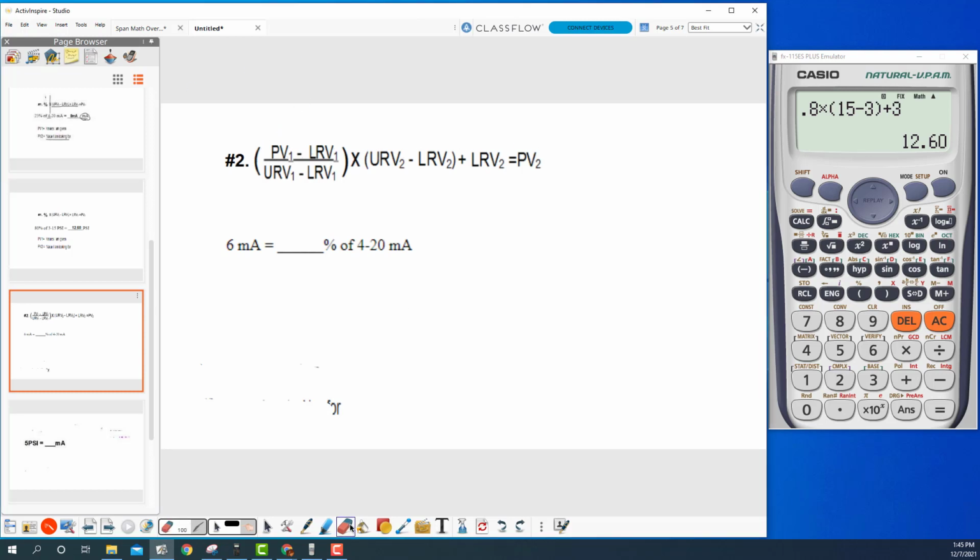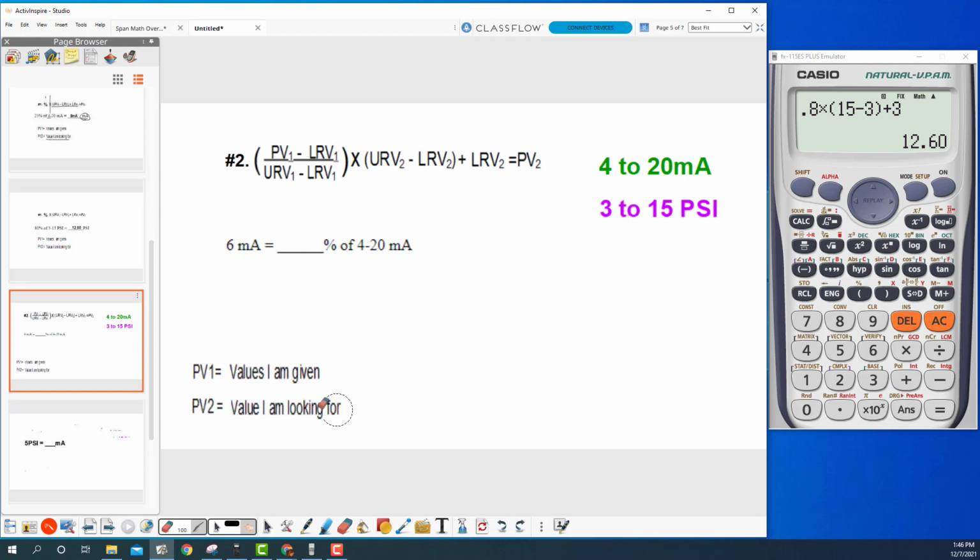In this case, we're going to have to remember our ranges. As I said, I want you to memorize these. So you're going to have to know your standard range of 4 to 20 milliamps and your standard range of 3 to 15 psi. And we want to remember that we have two sets of numbers. Our number 1 numbers are the values I'm given, and our number 2 numbers are the values I'm looking for.